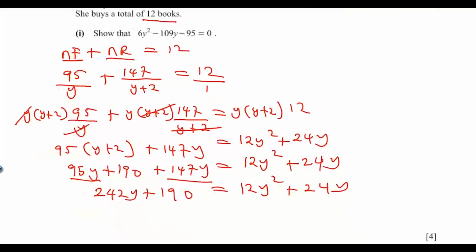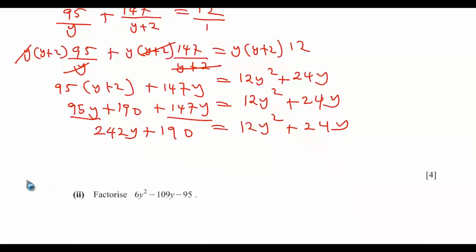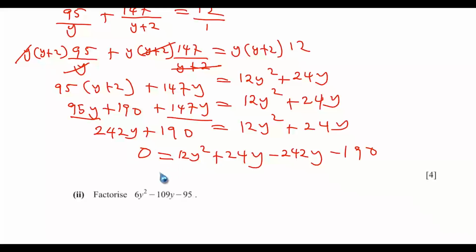So let's scroll down a little bit. We can now rearrange this better. So let's transfer everything to the right hand side to have a quadratic equation. So this will be equals to, we already have 12y squared plus 24y by the right hand side, then subtract 242y, then minus 190, then set it to be equals to 0. Then if you do this, we are going to get this will be 6y.